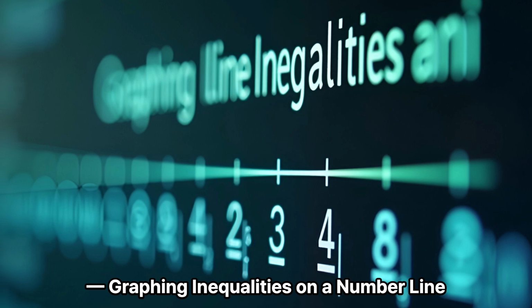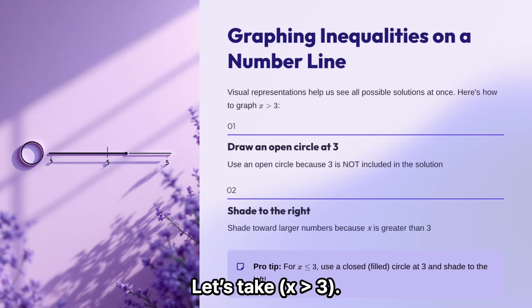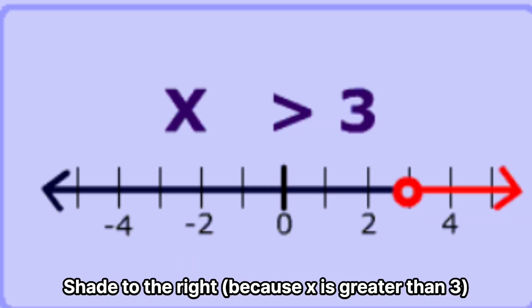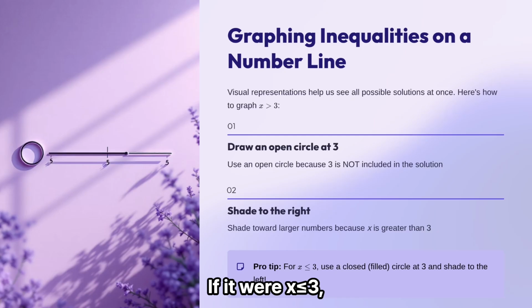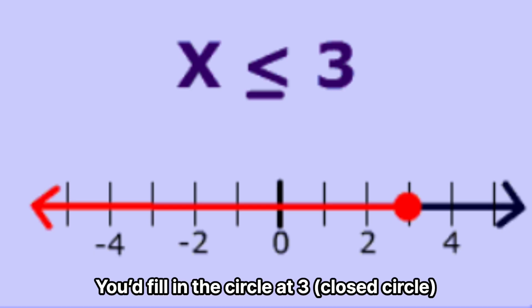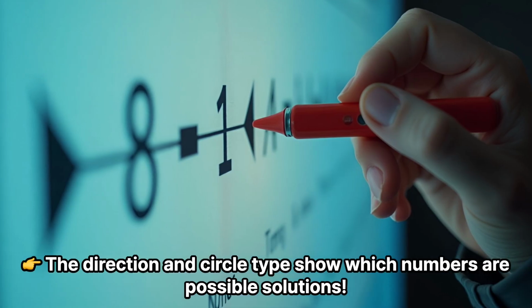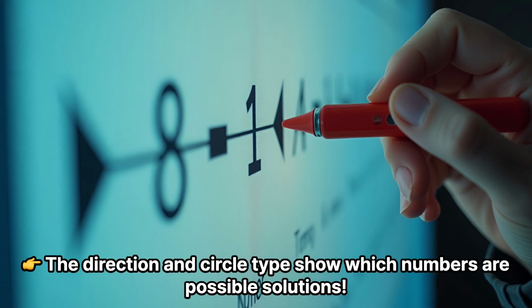Graphing inequalities on a number line. Let's take x > 3. To show it on a number line, draw a circle at 3, an open circle because 3 is not included. Shade to the right because x is greater than 3. If it were x ≤ 3, you'd fill in the circle at 3, which means a closed circle. Shade to the left. The direction and circle types show which numbers are possible solutions.